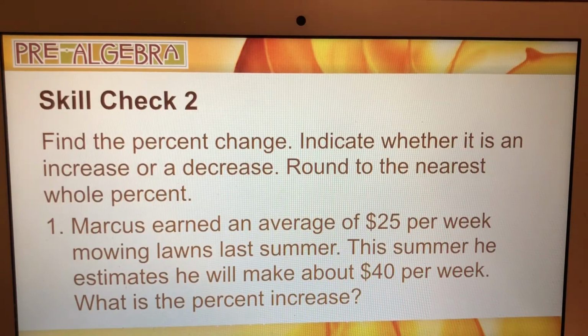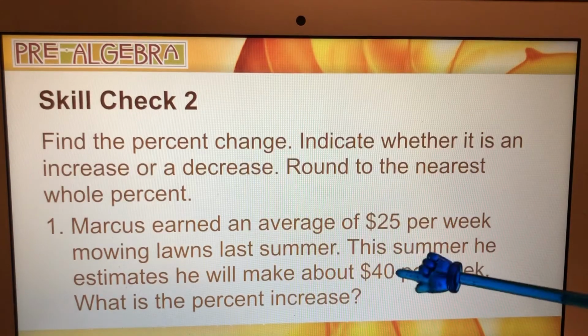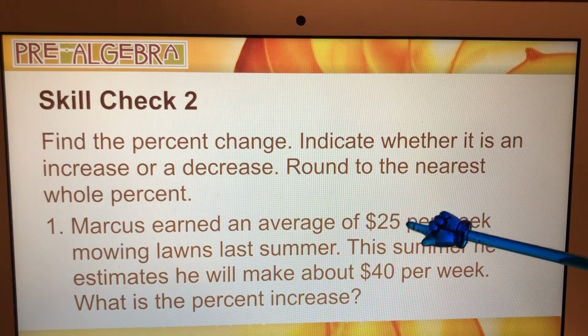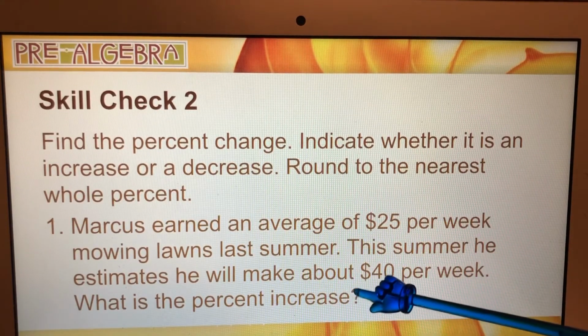Let's take a look here. Marcus earned an average of $25 per week mowing lawns last summer. This summer, he estimates he will make about $40 a week. What is the percent of increase? So remember our two numbers here. 25 is the original price, and 40 is the new price. We have to find the percent increase.